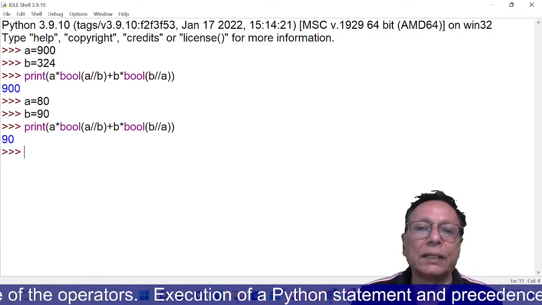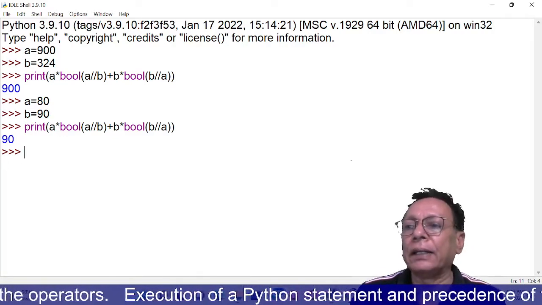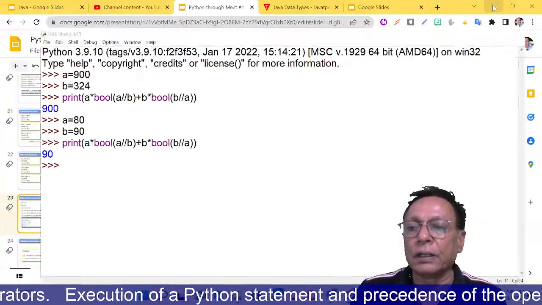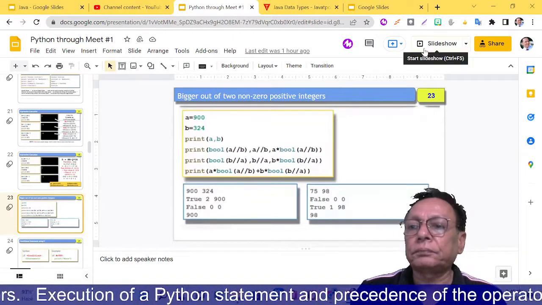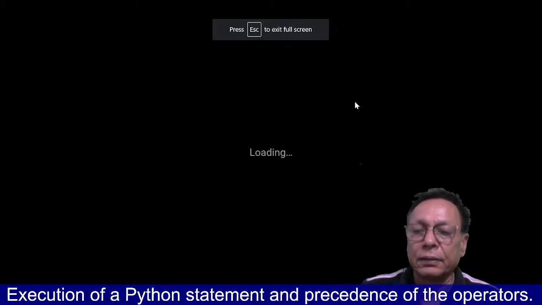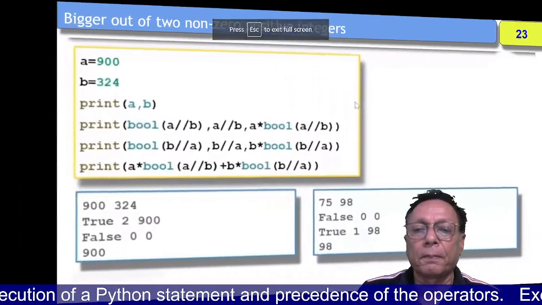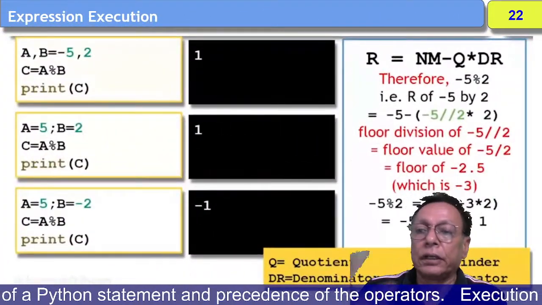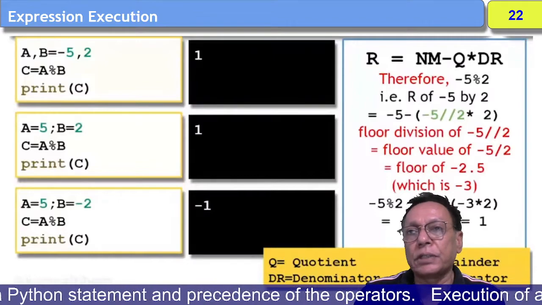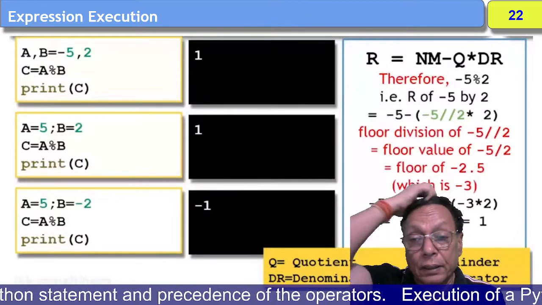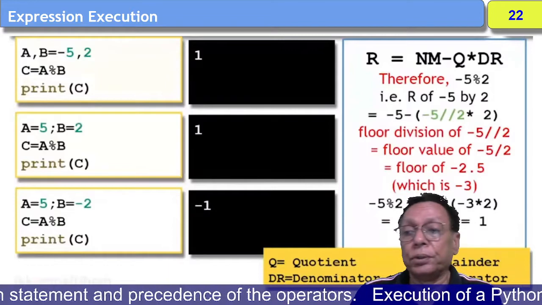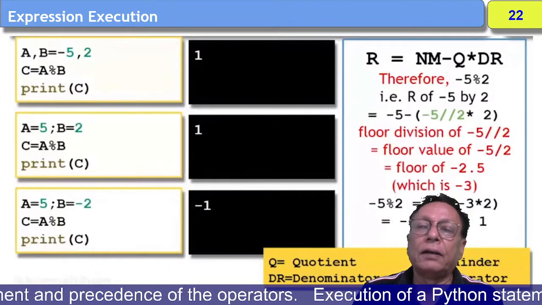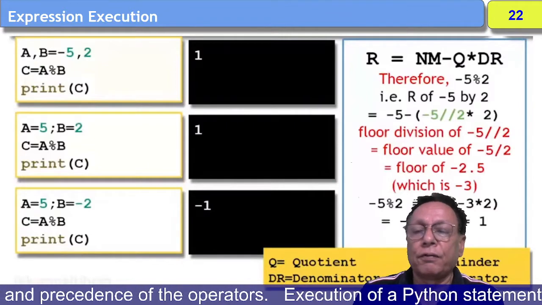Hope the concept is clear. And if you understand how to use modulo and floor division in this slide, and if you understood the relation of numerator, quotient, denominator and remainder, I'm damn sure that you'll understand how to evaluate the remainder and quotient, floor division quotient.